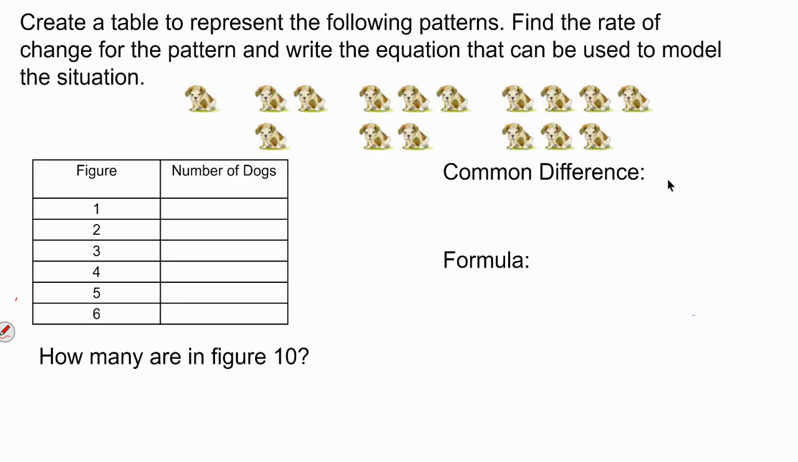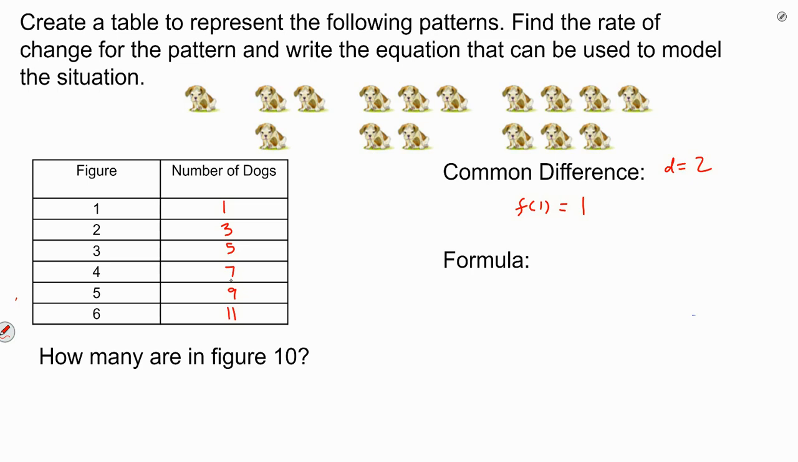So let's talk about dogs still. We're going to create a table to represent the dogs. We're going to look for the formula and figure out how many are in figure 10. Let's do some counting. We did this in the first video. So there's 1 dog, 3 dogs, 5 dogs, and 7 dogs. And then if the pattern were to continue, I would have 9 dogs and then 11. So to come up with this, I need two things. I need the common difference, which in this case is 2. And I also need the first term. The first term in this case is 1.